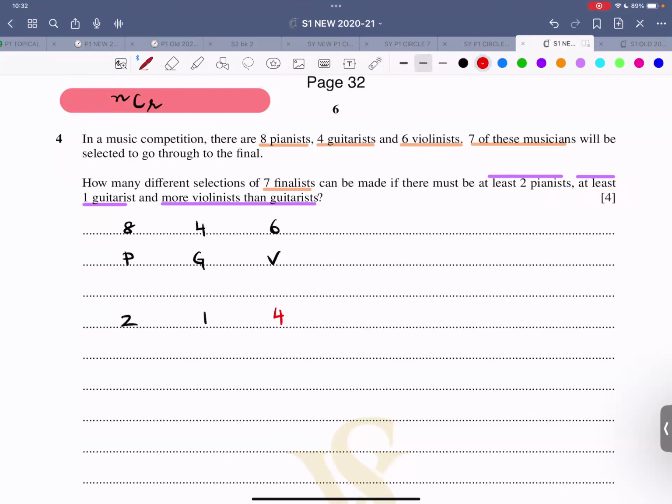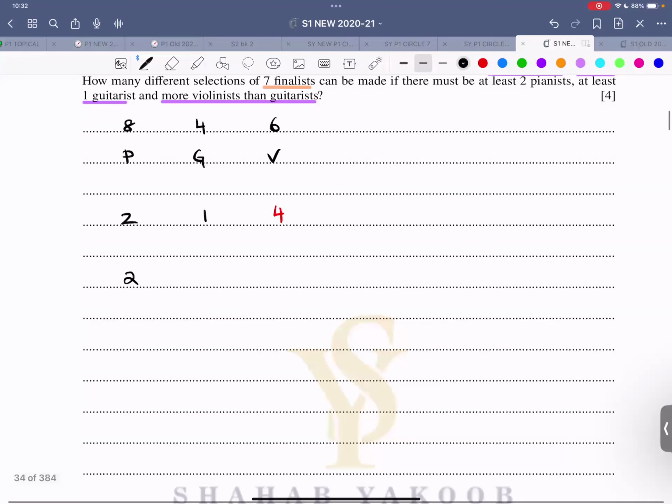Now, what I can do is let me fix the pianists as 2. And let me play around with these 2. What if I change the guitarists to 2? What if I change the violinists to 3? Because it has to add up to 7. This is also good. First, focus on writing down. The calculation can be done later.